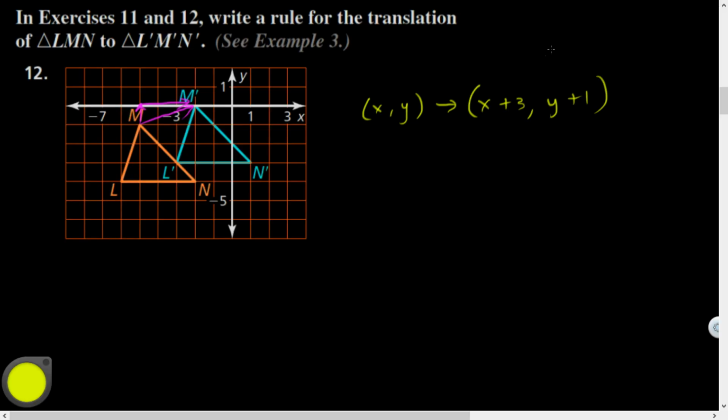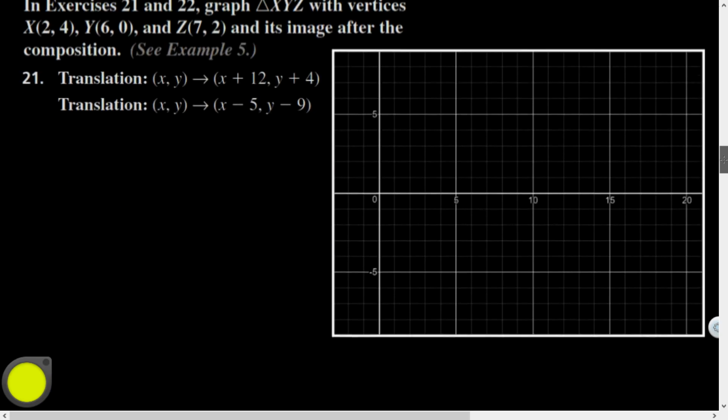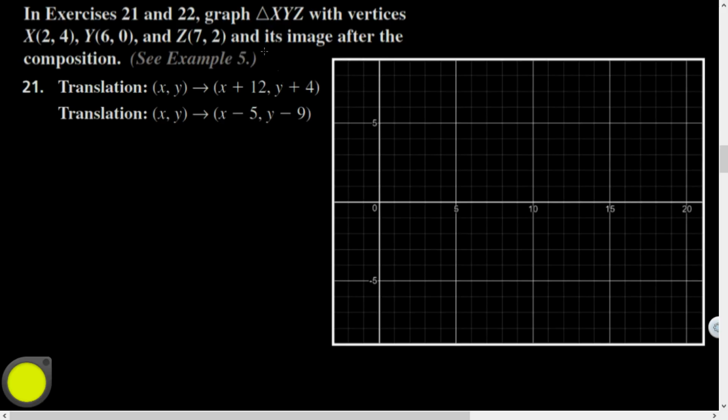There you go. We also talked about how translations are rigid transformations, where the side lengths are maintained, so the sides maintain their congruence, and all the angles maintain congruence. The triangles themselves are congruent to one another. Good stuff.